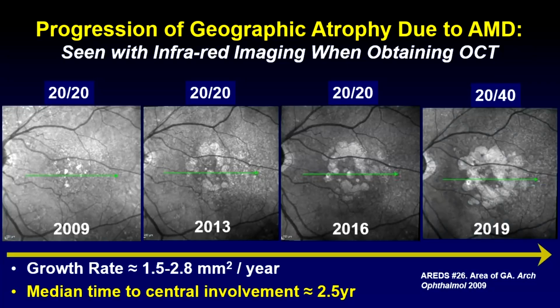10 years after first presenting, now the patient notices some central visual acuity loss in addition, down to 20/40, a 3-line loss, and more geographic atrophy involving the central macula. The growth rate typically is about 2 millimeters squared per year, and that's what you're looking at here.